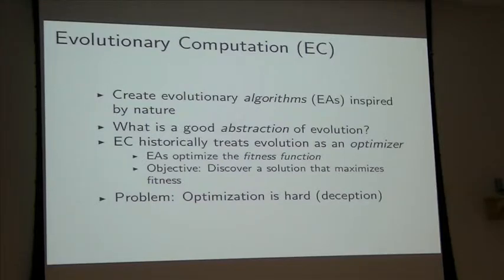One issue with this is that when we try to scale optimization up to really, really complex problems, you run into the problem that it's hard. It's hard to set an arbitrary target and evolve towards it. Of course, there have been many successes of evolution as an optimizer, but when we try to scale it up to really, really hard things, we run into this problem of deception.